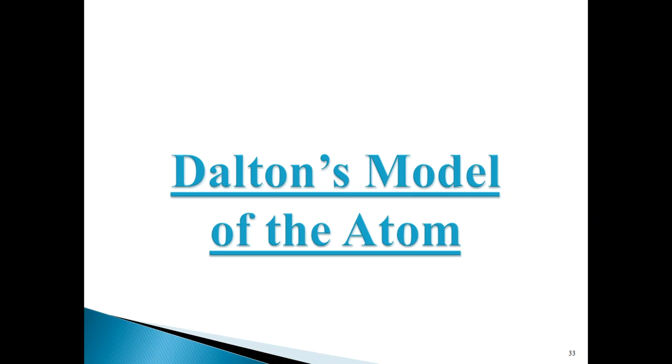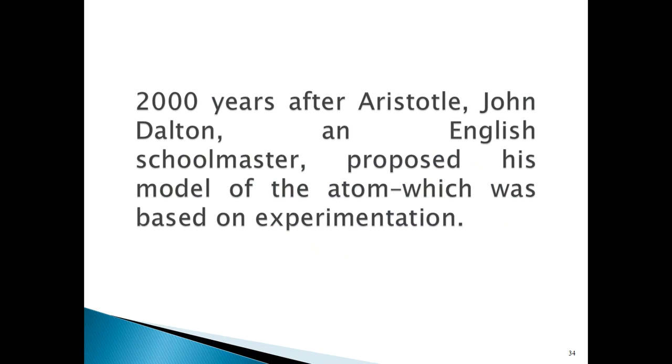Now, the first person to come up with a very comprehensive model of the atom is an English school teacher by the name of Dalton. In fact, he did this 2,000 years after Aristotle, who was the first person who came up with this notion of the smallest unit of a substance being one small particle. And I think the term that he used, which is a Greek word, if I'm not mistaken, was atomos, from which we get the word atom. So Dalton came up with a model which arose out of experimentation.